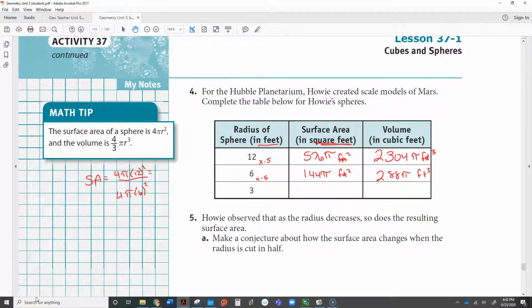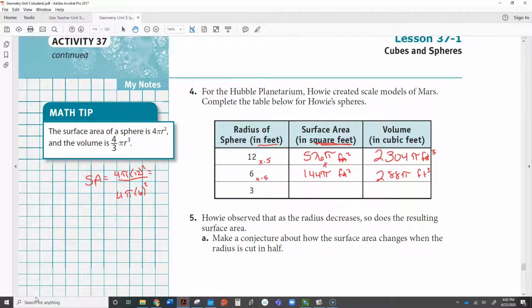Okay, so what I want to do is see how much this reduced by. So you take the difference. 576 pi minus 144 pi is 432, and then divide it by how much you started off with, 576, and it comes out to be 0.75. So that's what we kept. So the difference, which was 144, divided by 576, what you started off with, comes out to be 0.25.